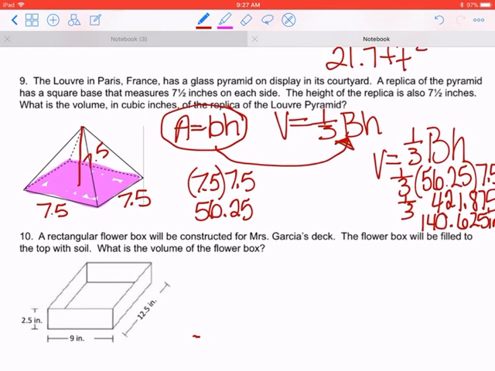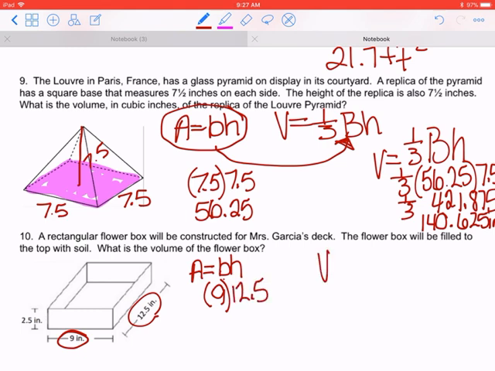Last question, number 10. A rectangular flower box will be constructed for Mrs. Garcia's desk. The flower box will be filled to the top with soil. What is the volume of the flower box? Since this is a rectangular prism, I'll need to use the formula for area of a rectangle to find the area of the base. That formula is A equals BH, where the B and H are 9 and 12.5.